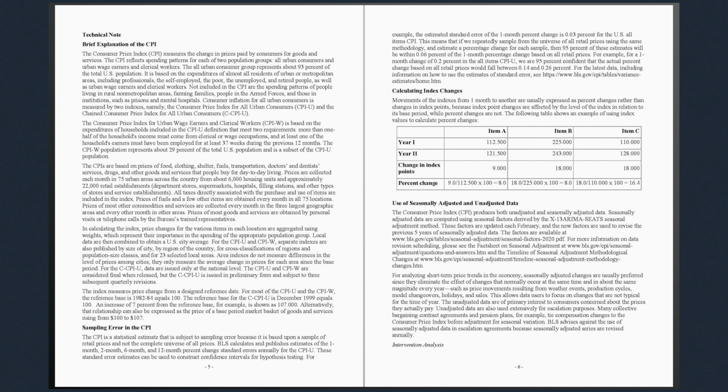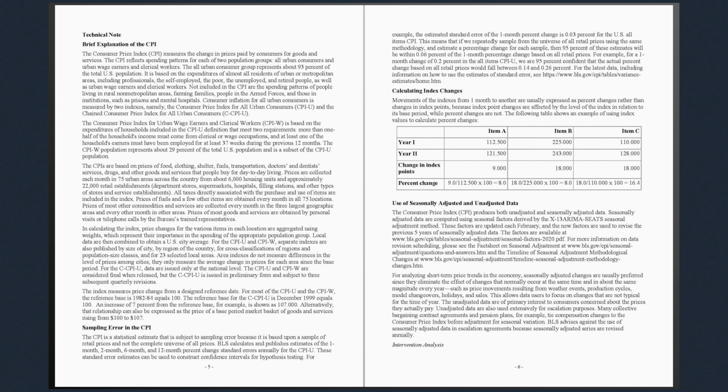For analyzing short-term price trends in the economy, seasonally adjusted changes are usually preferred since they eliminate the effect of changes that normally occur at the same time and in about the same magnitude every year, such as price movements resulting from weather events, production cycles, model changeovers, holidays, and sales. This allows data users to focus on changes that are not typical for the time of year.